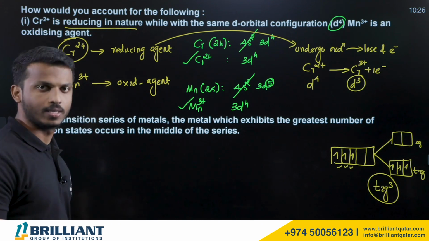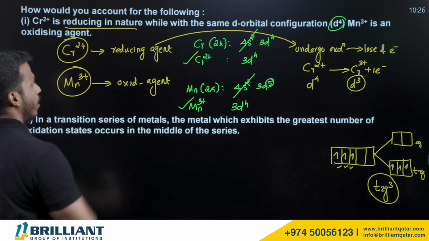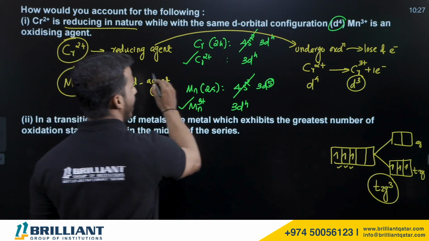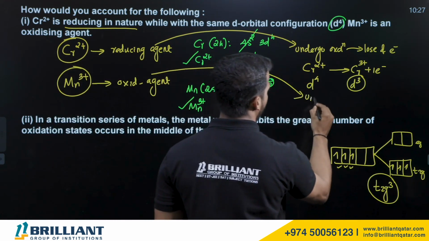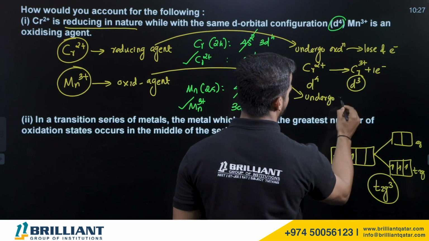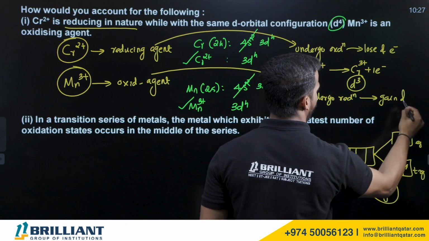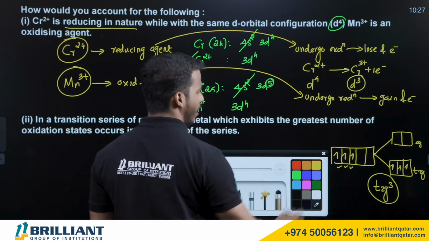Come to manganese. In manganese, dear all, manganese acts as an oxidizing agent. What is an oxidizing agent? An oxidizing agent means it will undergo reduction. What is meant by reduction? Reduction means gain of electron. Reduction means what? Gain of electron.